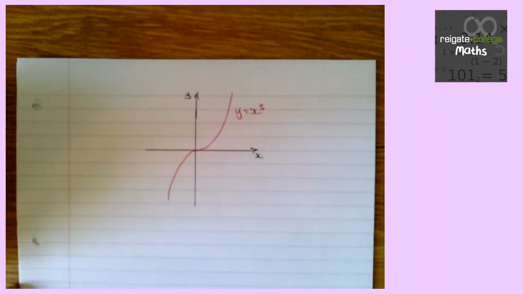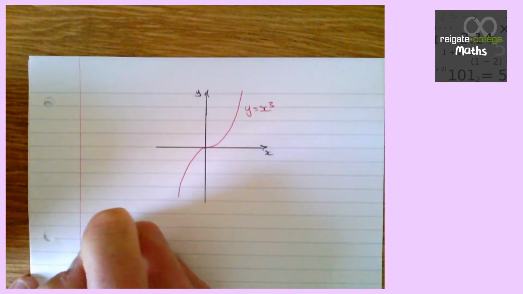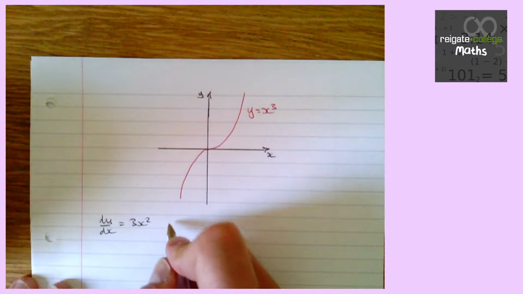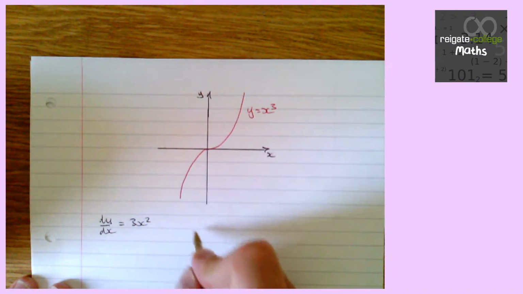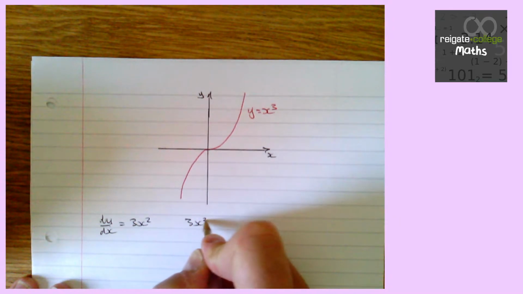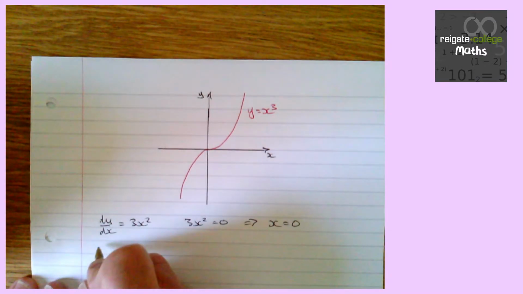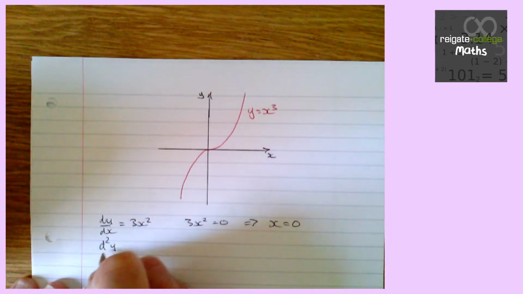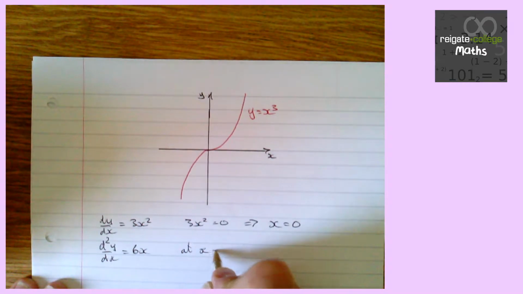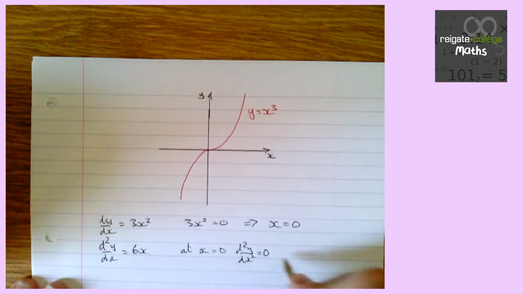Okay, so here's my y equals x cubed. Let's differentiate it. So we get dy by dx is equal to 3x squared. So to find the stationary points, we're going to make the derivative equal to 0. So 3x squared equals 0 gives us x is equal to 0. The second derivative, d2y by dx squared, is equal to 6x. At x equals 0, d2y by dx squared is equal to 0 also.